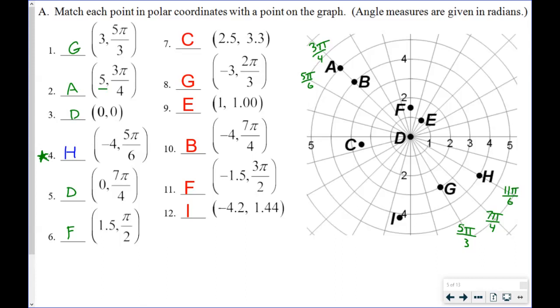G, 2 pi over 3, but then it's a negative value of r, so we actually have to go across the origin to correctly graph it. All right, so we go down to the angle 5 pi over 3, and the point that sits 3 units away from that on 5 pi over 3 is the point G.